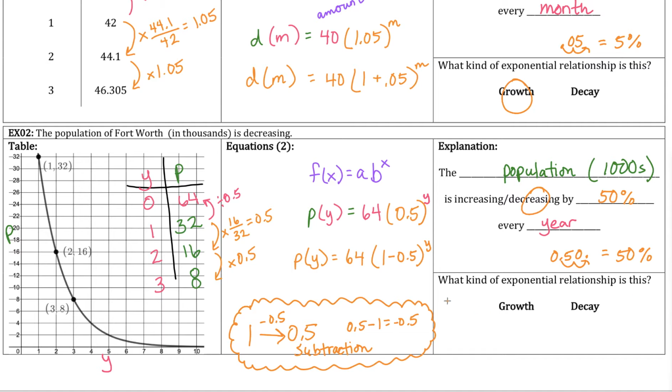And since we are decreasing, it asks what kind of exponential relationship this is. Since it's decreasing, this isn't growth, this is decay, like things decay over time. So this will be increase, and this will be decrease. I like to write that a little bit better. Decrease. All right, cool. And that's it.